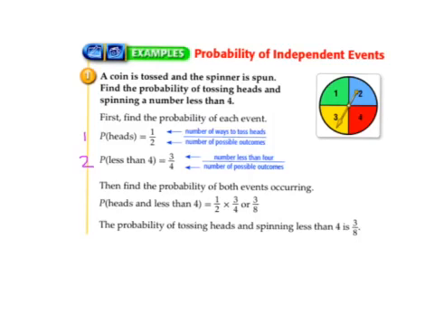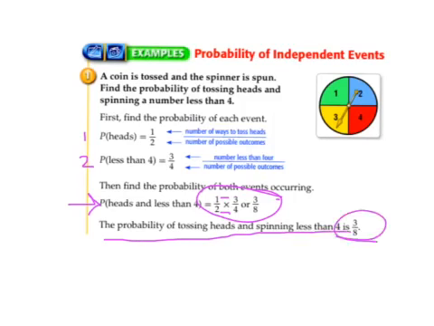So we found our probability of our first event, we found our probability of our second event, now it is time to multiply. So right here we're going to multiply 1/2 times 3/4. Remember to multiply, you just go straight across. 1 times 3 is 3, 2 times 4 is 8, and then you always look to see if you can simplify, which in this case you can't. So the probability of tossing heads and spinning less than 4 is 3/8.